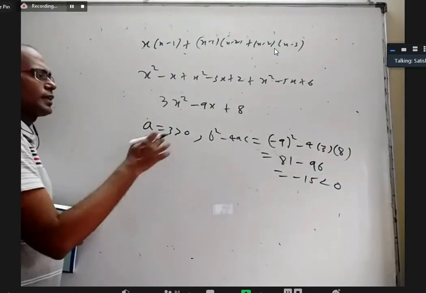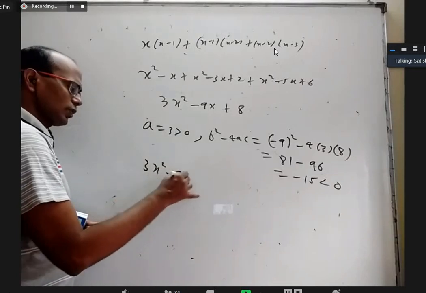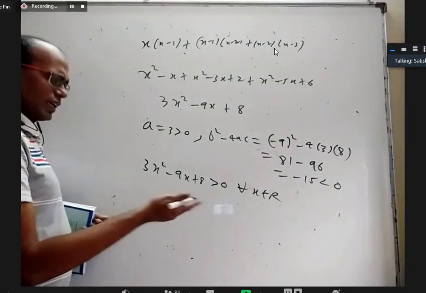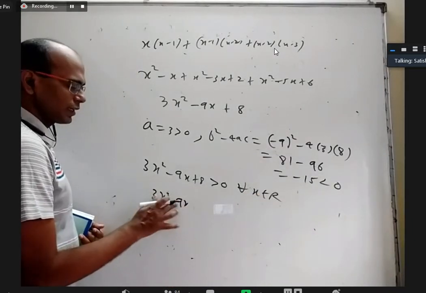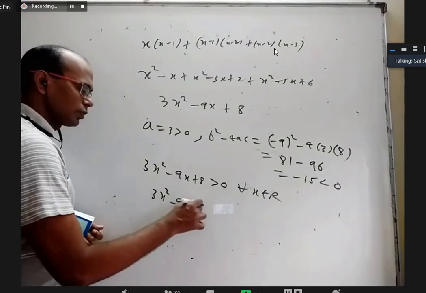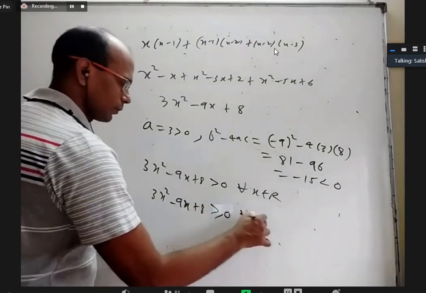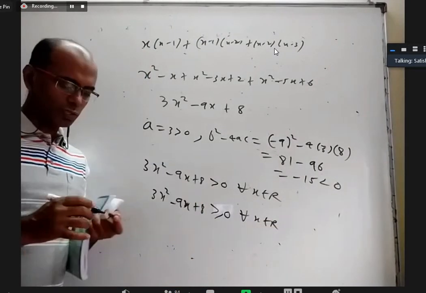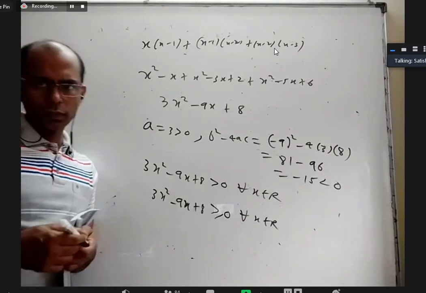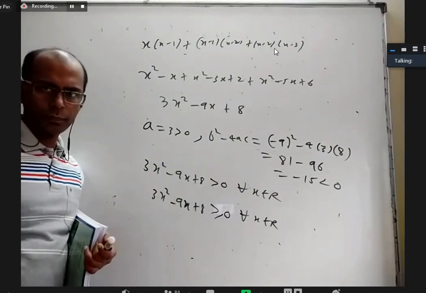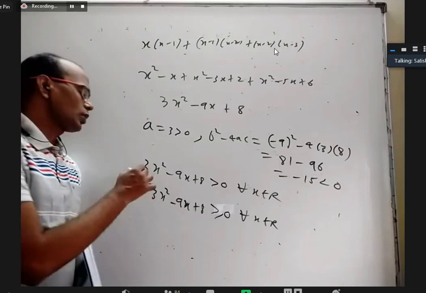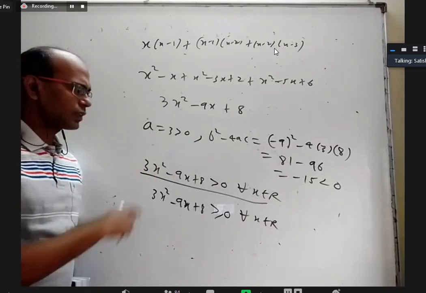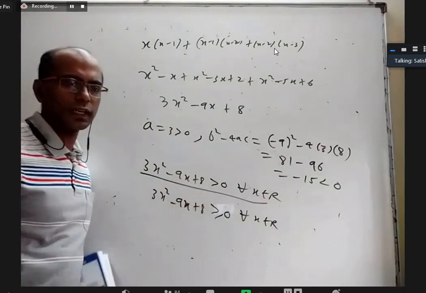If roots are complex and a is positive, I can say 3x square minus 9x plus 8 is greater than 0 for all x belongs to R. If it is greater than 0, why not greater than or equal to 0? When you say greater than or equal to 0, you are not saying it will attain 0. You are saying all its values are. For example, when you say greater than 0, are you saying it will cover every value of more than 0? Not necessary. Maybe it is always more than 5. So you are getting this statement because the leading coefficient is positive and roots are complex. If something is always greater than 0, nothing wrong in writing it is greater than or equal to 0.